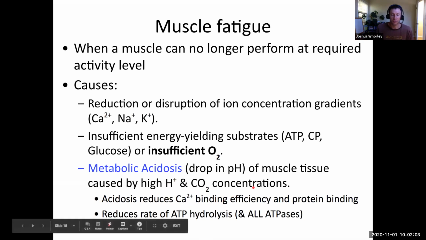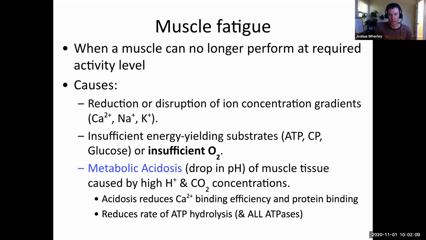We also know that it reduces rates of ATP hydrolysis. So it simply reduces the rates of all of the ATPases out there. So the myosin, right? It reduces rates of myosin splitting ATP and detaching from the actin head. It reduces rates of the sodium-potassium pump and the calcium pump. So all ATPases stop working as efficiently in response to this decrease in pH or increase in acidity.